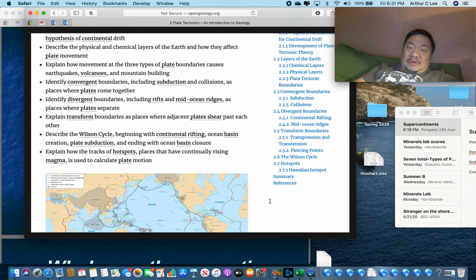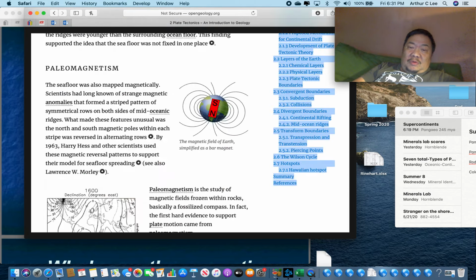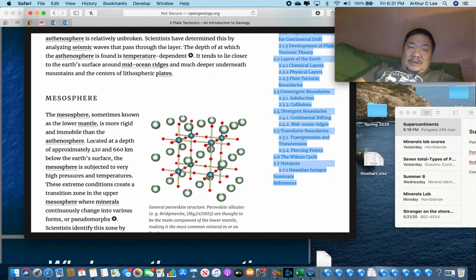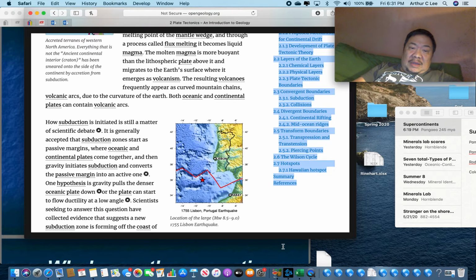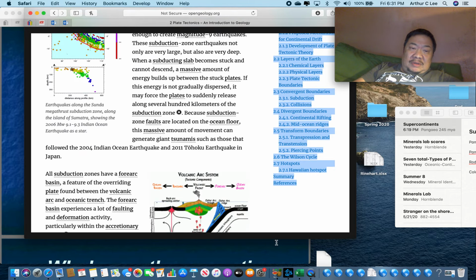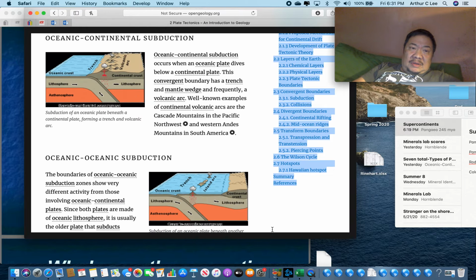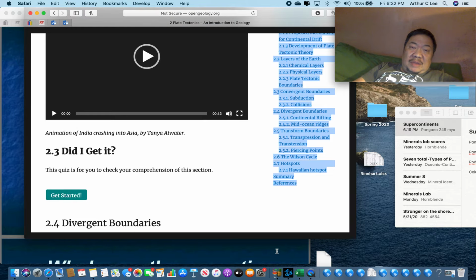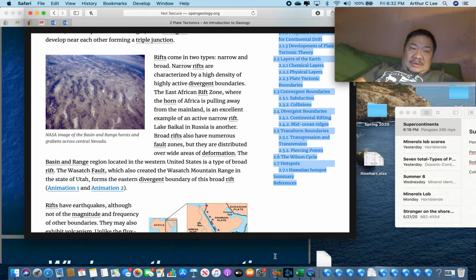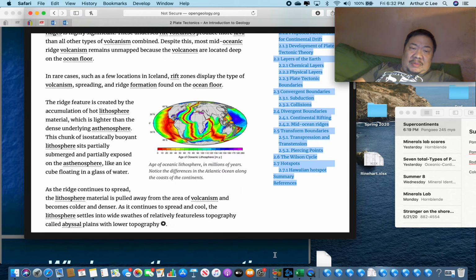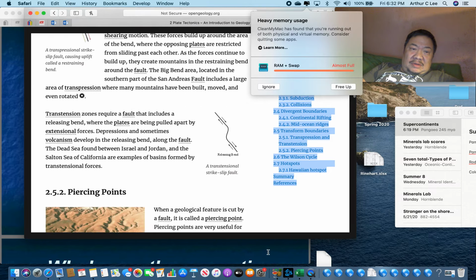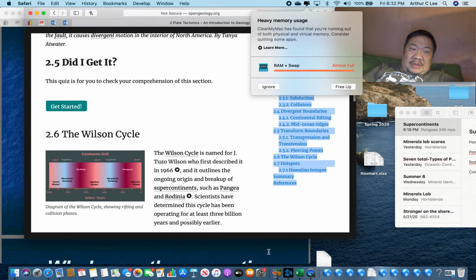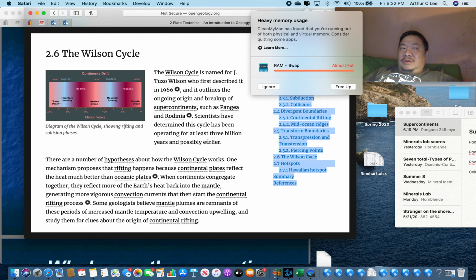There are a few other things that are covered here towards the end of chapter 2. Another thing we need to know about is, okay, we talked about the 7 kinds of plate boundaries. We also need to learn about, let me scroll down here, Wilson cycles. What in God's name are Wilson cycles?